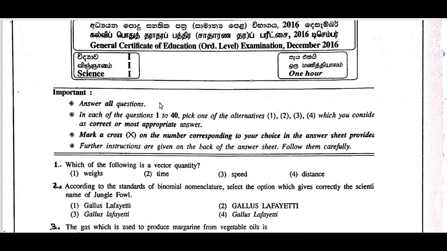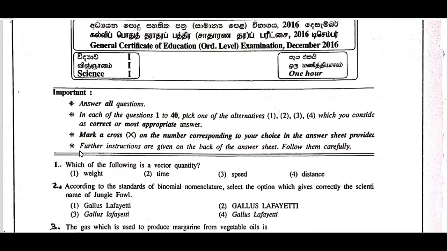Without wasting much time, now let's see the answer for the first MCQ. Which of the following is a vector? In most of the MCQ papers, the first MCQ they ask from classification or reproduction lesson, or from vectors, the grade 10 physics basic thing. So here, which of the following is a vector? Who can give me the answer? Ranida?